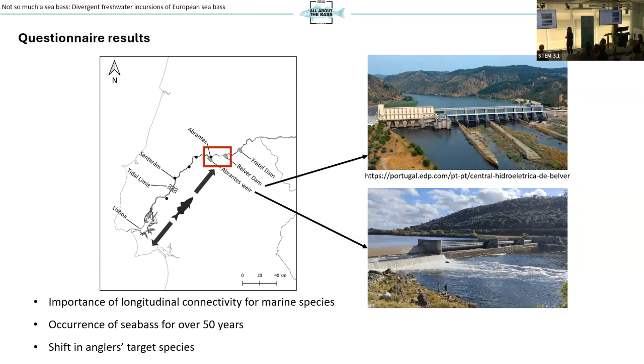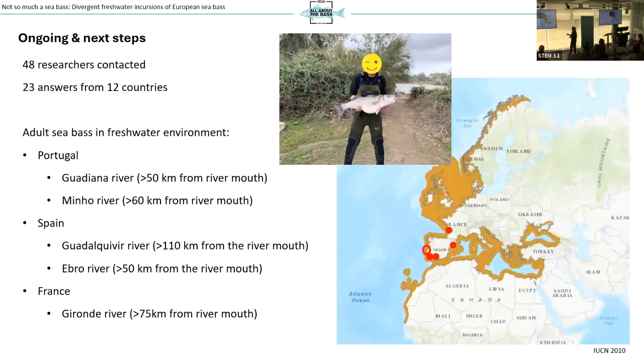Another important thing to mention is that there has been a shift in angler behavior, because they're not targeting barbels anymore. They've shifted to targeting pike perch, I think. Yeah, Sander. And so they use different baits or lures, and so they also catch more sea bass due to that.